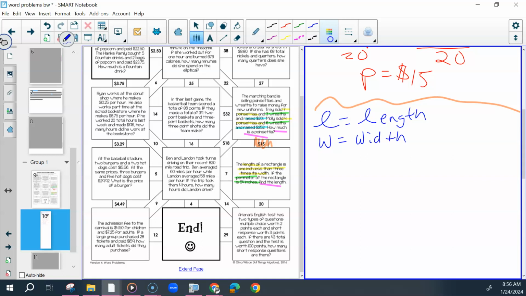And then, in general, there is a perimeter equation. Anyone remember what that equation is? For perimeter, short for rectangle, or square. P equals 2L plus 2W. That's in general. Specifically for our problem, we know the perimeter is 54. So we can change P to 54.